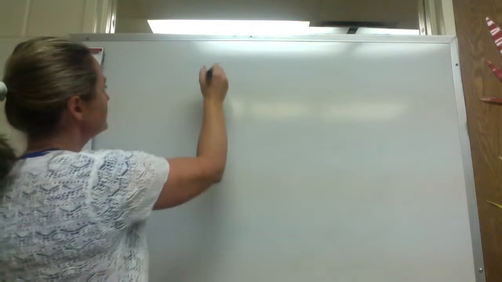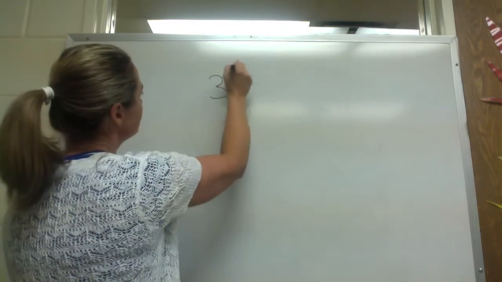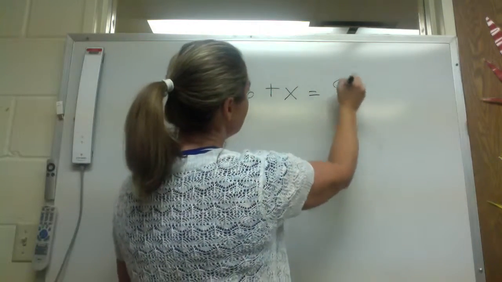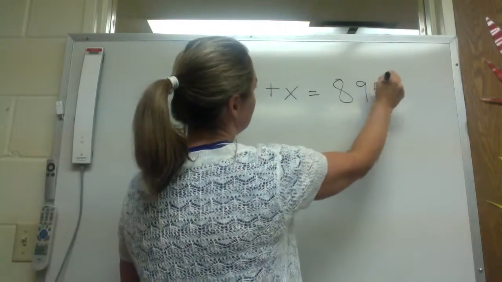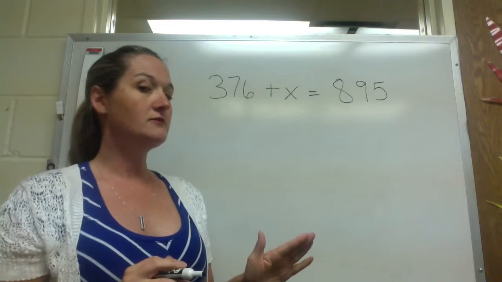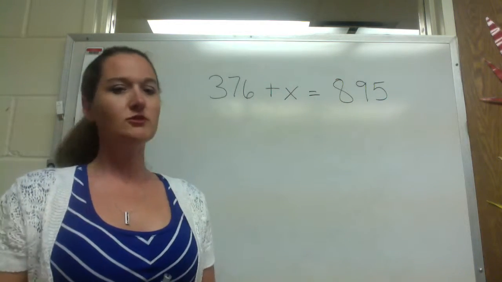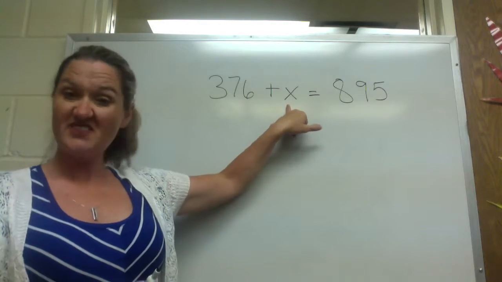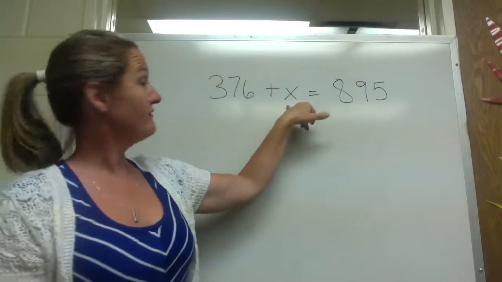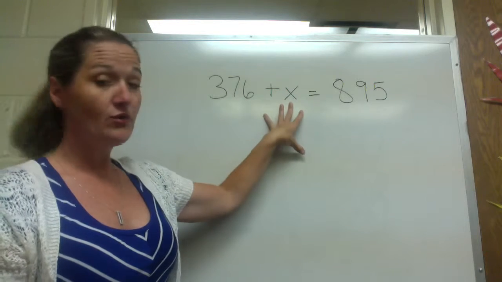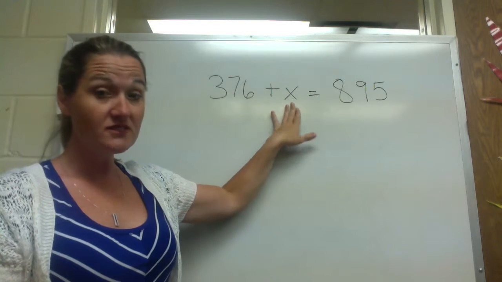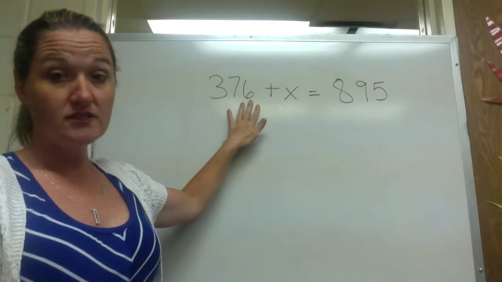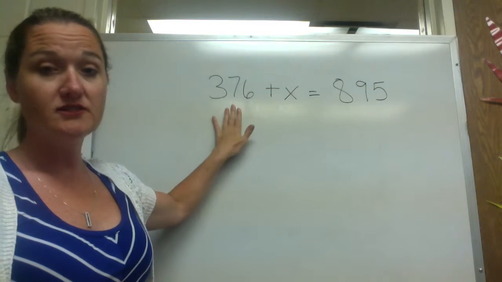All right, let's do 376 plus x is equal to 895. All right, not so easy to do in your head, but we'll still work it out. All right, so again, got my variable x. That's the unknown, the mystery number that we're trying to figure out. Okay. What I want is x to be all by itself on this side of the equation. What's keeping that from happening? This 376. We have to get rid of 376.